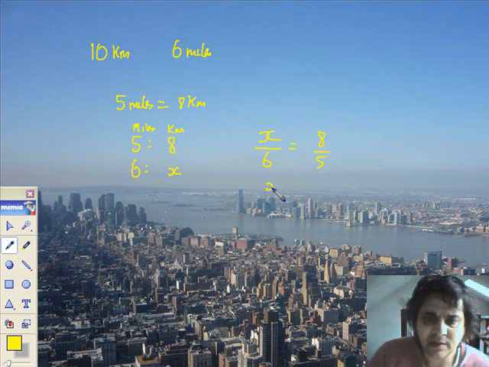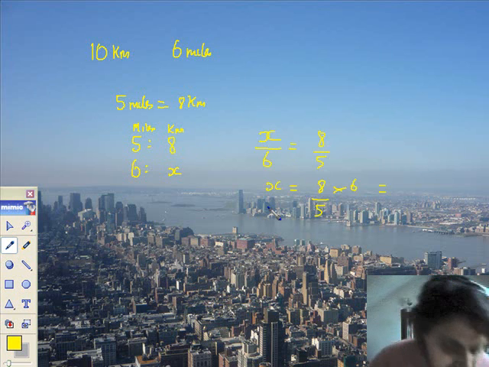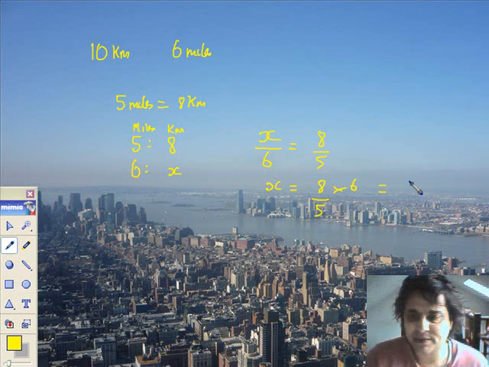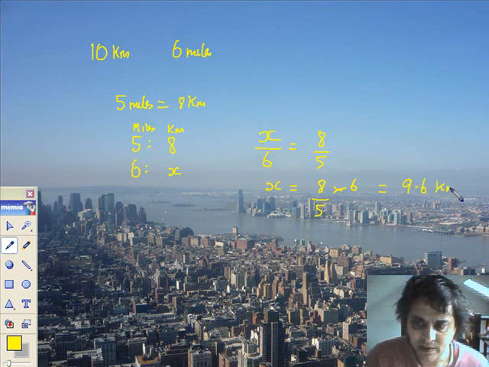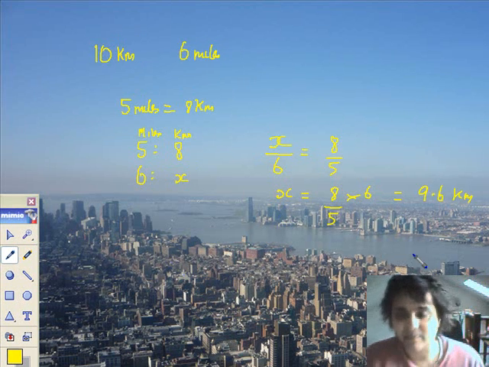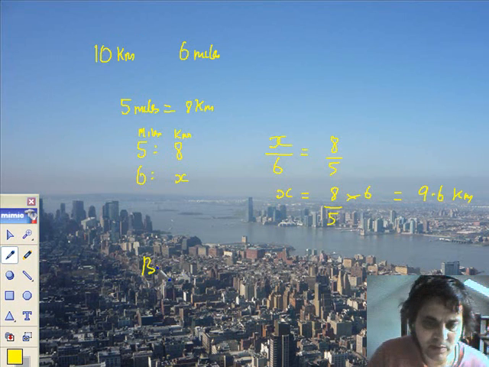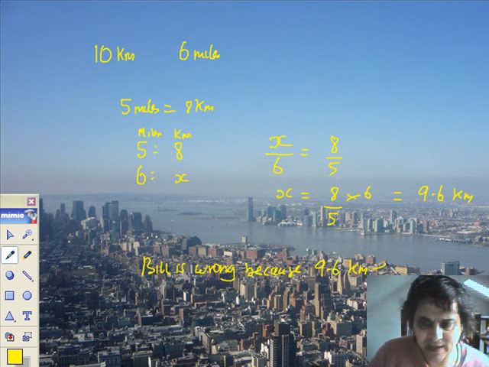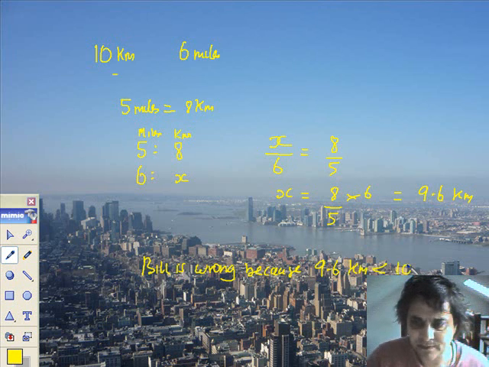And to get the x on its own, the distance in kilometers, we say 8 over 5, and we just multiply by 6 next door. That's going to be 48 divided by 5, because 8 times 6 is 48. And I've got 9.6 kilometers. Now, question: is Bill correct? Now, it's not the same thing. So Bill is wrong. We give our reason because 9.6 kilometers is actually less than the 10 kilometers.